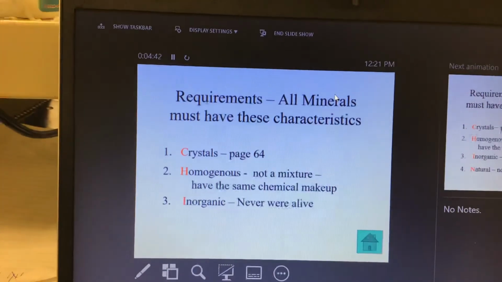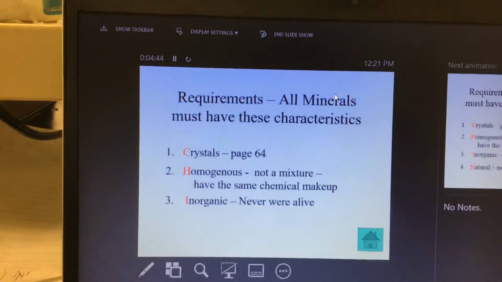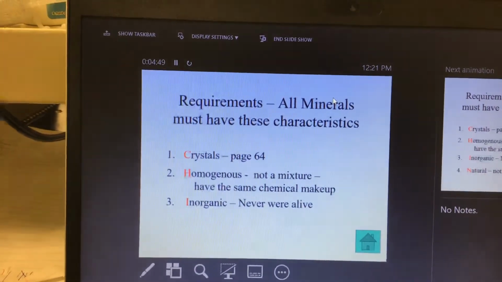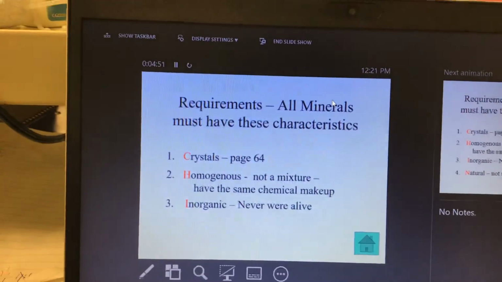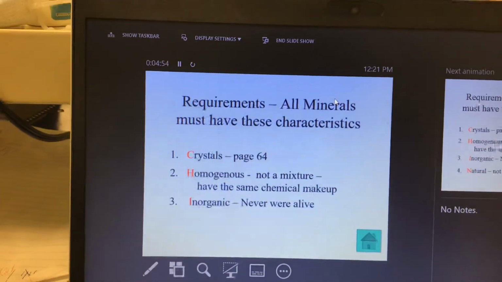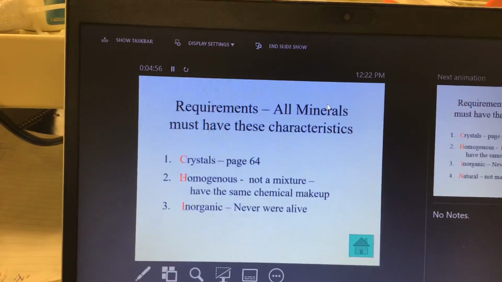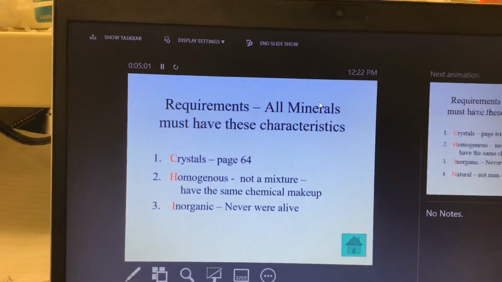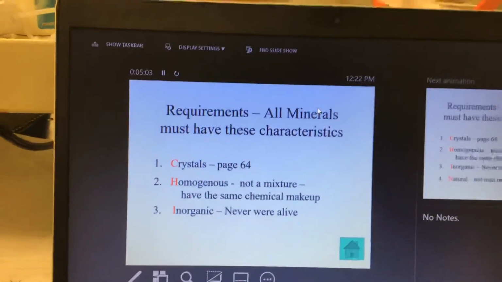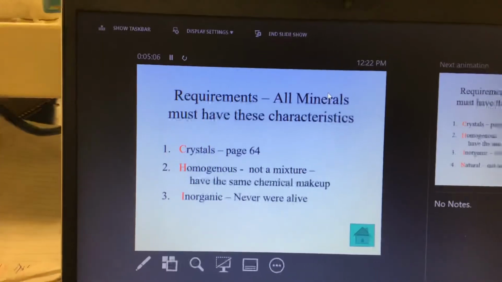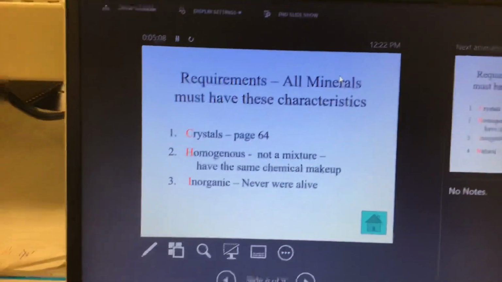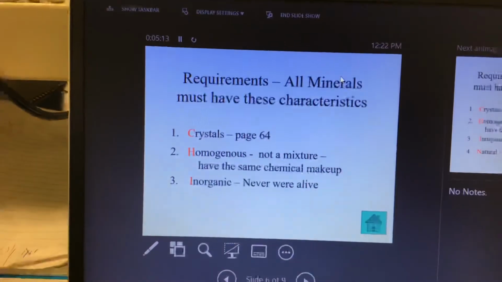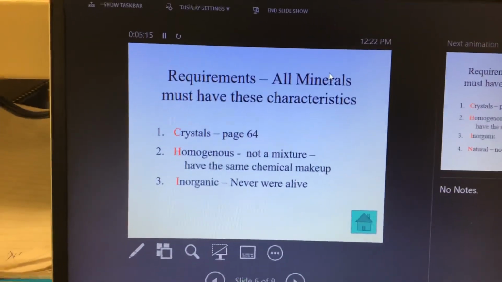It needs to be inorganic. Now in science, organic means alive, made of living stuff. So inorganic is non-living. It was not made of living stuff. An example of an organic material would be wood. Wood is an organic material. It was once living. Rocks and minerals were not once living. So we're not talking about chemicals or food. Inorganic means not living.